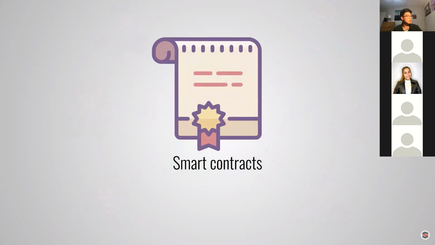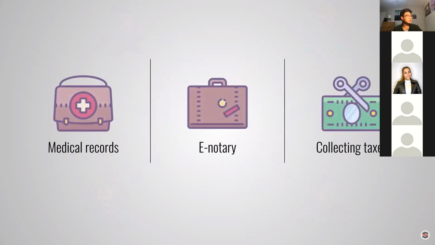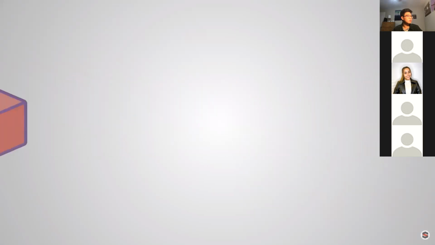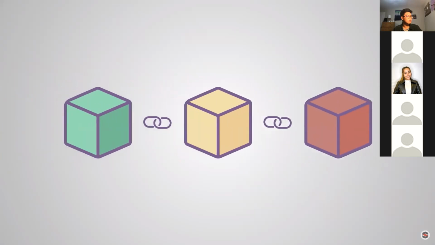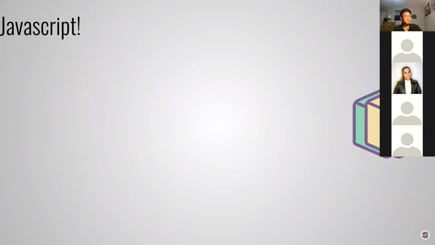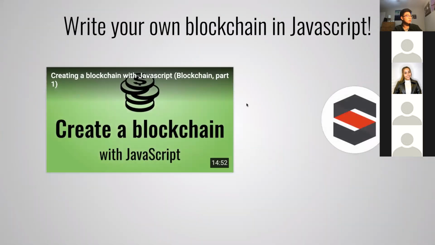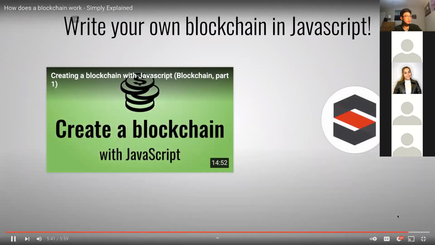The creation of blockchain technology piqued a lot of people's interest. Soon others realized that this technology could be used for other things, like storing medical records, creating a digital notary, or even collecting taxes. So now you know what a blockchain is, how it works on a basic level, and what problems it solves. Want to learn how you can implement a simple blockchain in JavaScript? Then check out this video here.